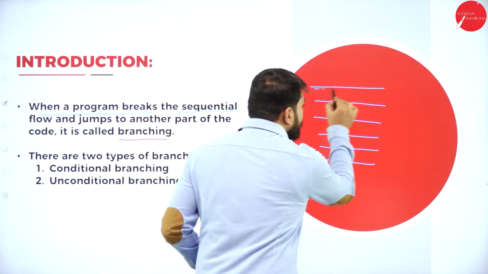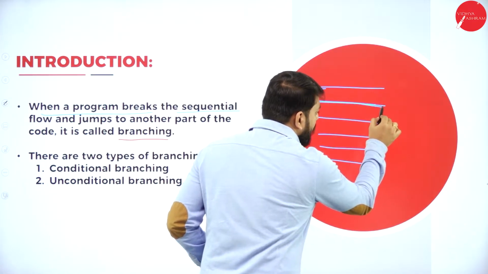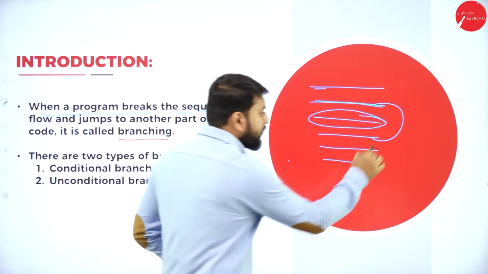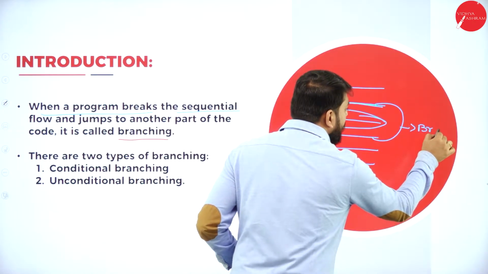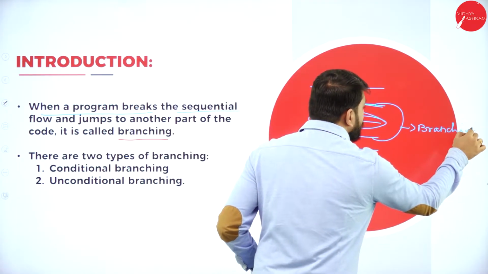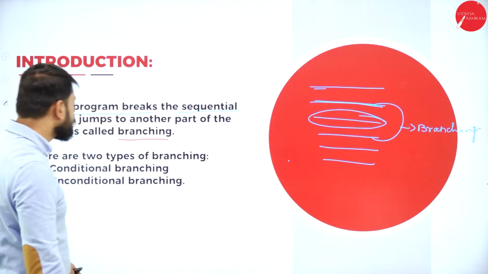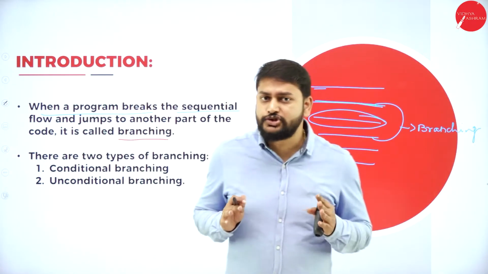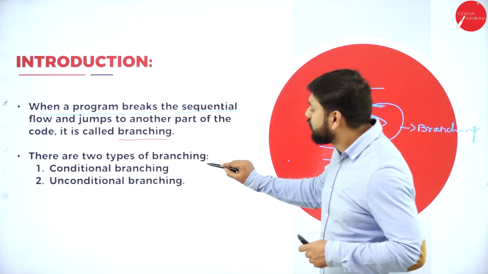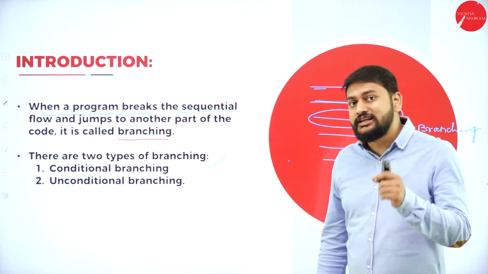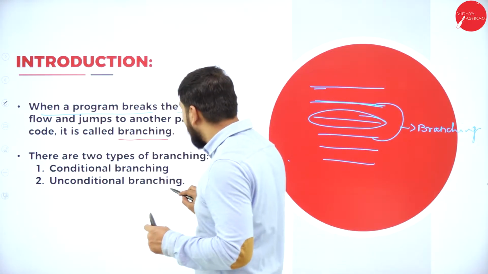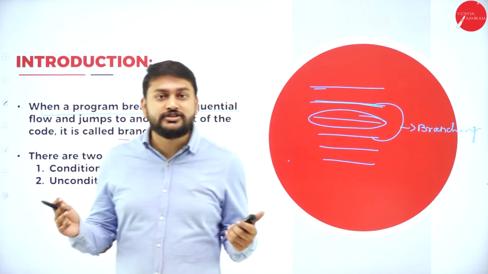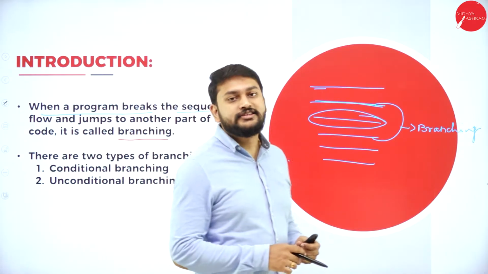Say for example, you are executing this. From here, you will jump to this line. You are skipping this part. So this is what I will call branching. Please understand this. That's what you need to remember with respect to branching. How do I do this branching now? Please understand there are two types of branching. One is conditional branching. Another one is unconditional branching. I have two types of branching.